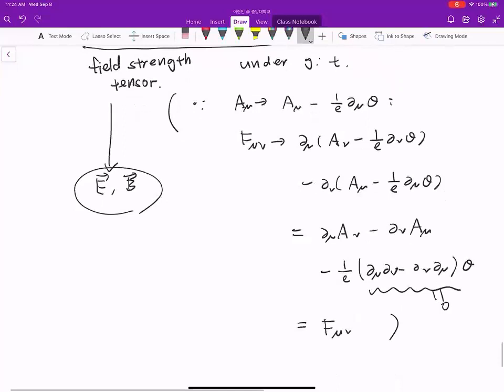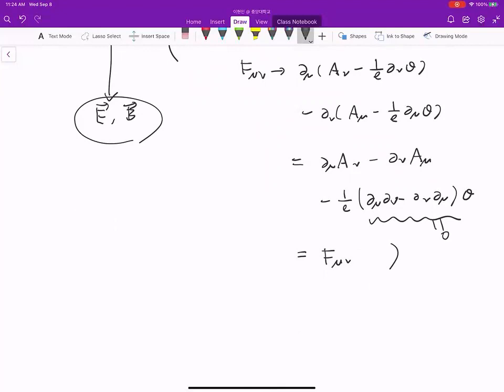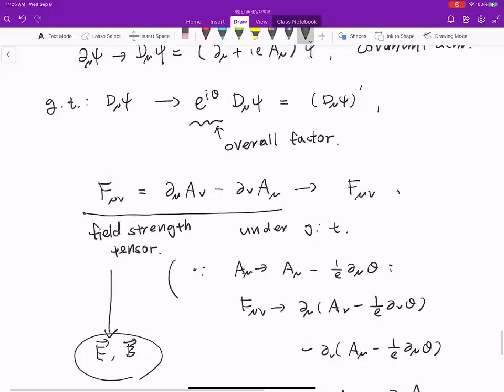Do you have a question? Why the F mu nu? Is there a reason F mu nu is called the field strength tensor? I mean the nomenclature, the name.